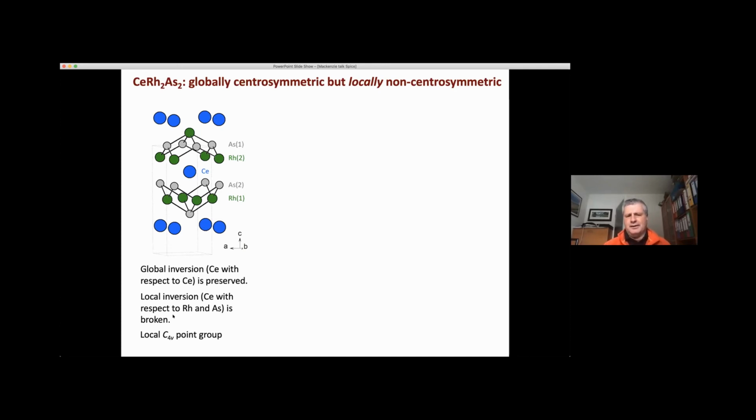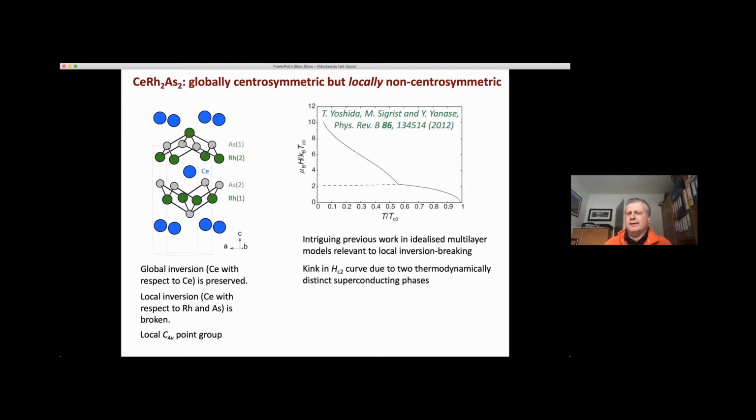And that means that the local point group is C4v, which is the same as the global point group would be in a globally non-centrosymmetric superconductor. And when Xiaoyun and Elena and colleagues were looking around in the literature, beginning to think about this, they saw some work from Manfred Sigrist and Youichi Yanase's group, where they had done very idealized models about multilayers, but they had similar ingredients of local inversion breaking to what might exist in CeRh2As2.